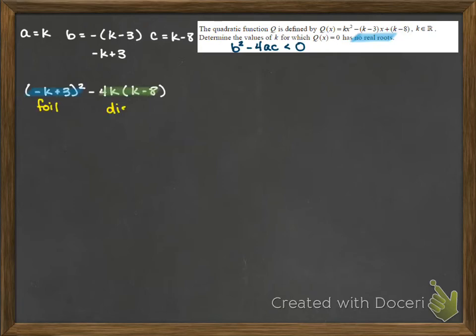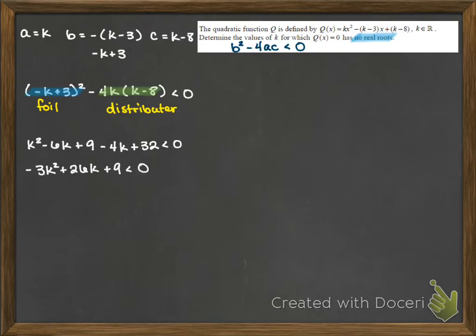So our first expression we need to FOIL. Our second we need to distribute. So when we FOIL, we have k squared minus 6k plus 9. When we distribute the negative 4k to k minus 8, we have negative 4k squared plus 32k. Combine like terms, we have negative 3k squared plus 26k plus 9 is less than 0.